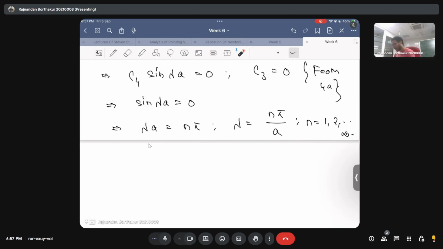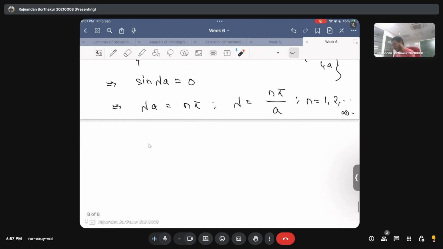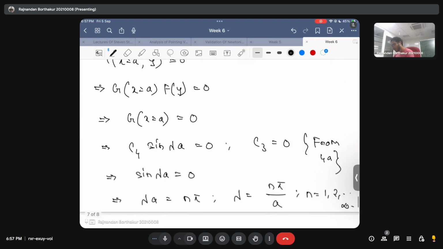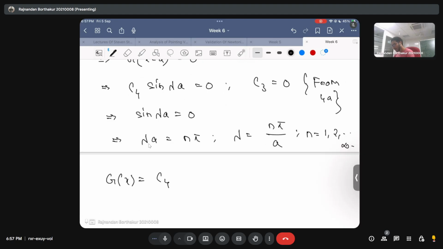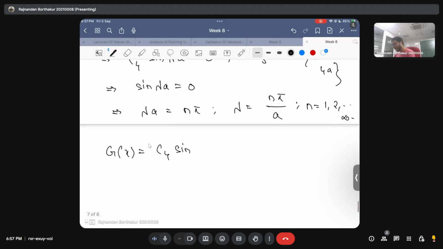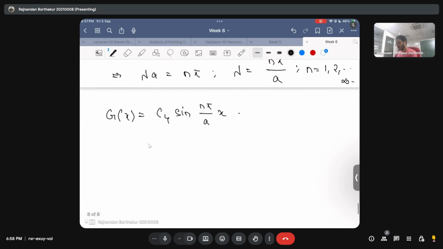So now this means that your g of x is just c4 times sin lambda x, and we know that lambda is equal to n pi by a, so g of x is c4 times sin of n pi x by a. All right, so we are done with solving for the g's.